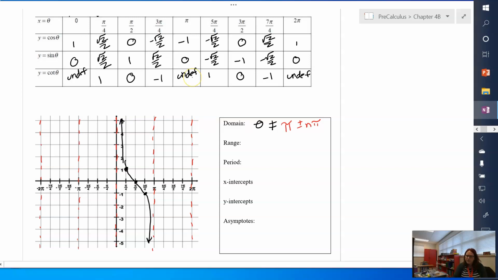I have undefined, 1, 0, negative 1. So it just repeats again. Undefined at the asymptote, 1, 0, negative 1. And just like with the tangent, I can also repeat it on the negative side. So it repeats over here. And it repeats over here.